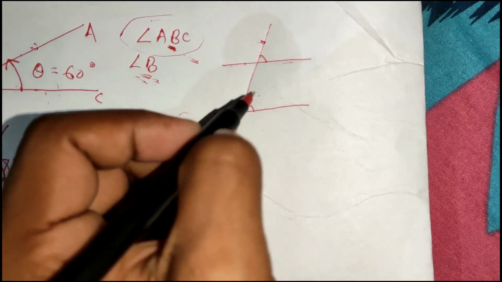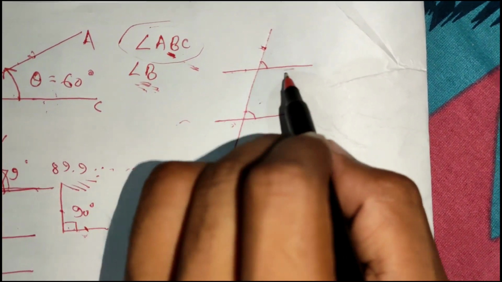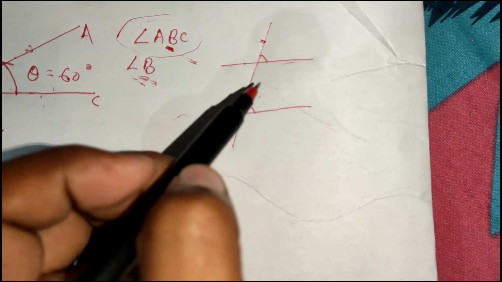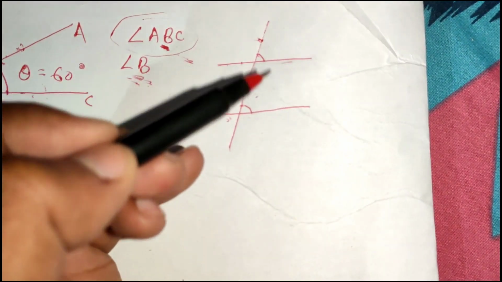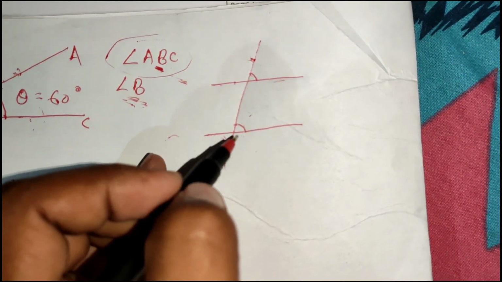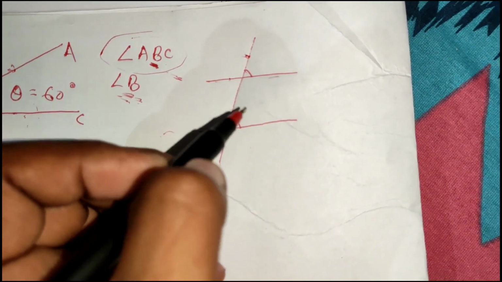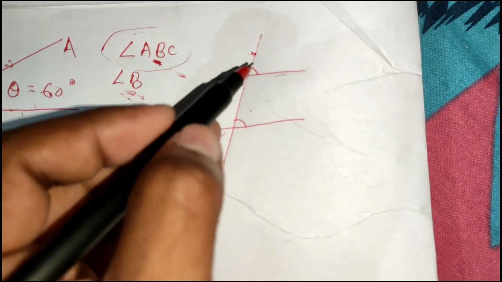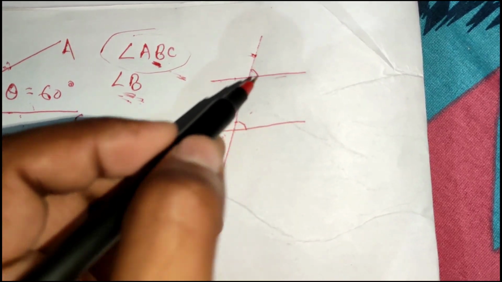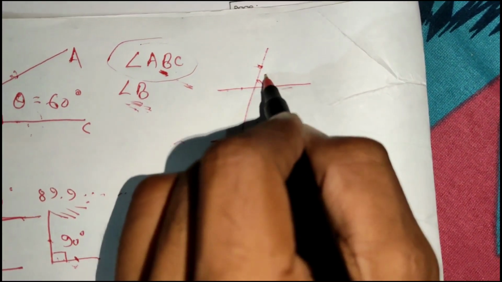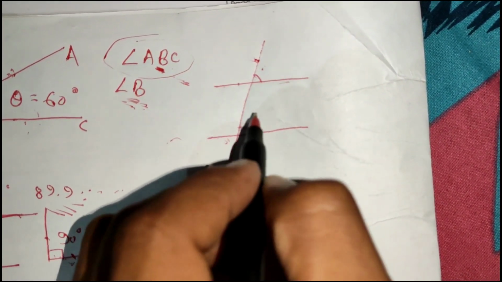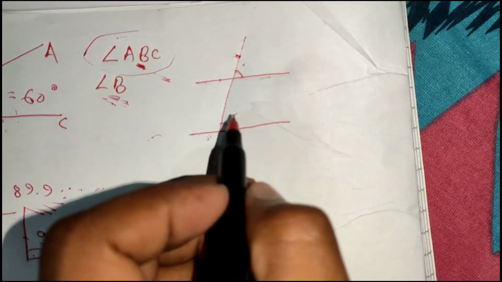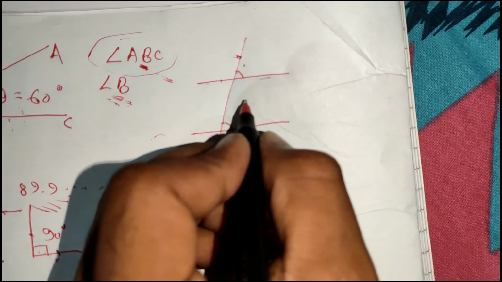In this case, angles are formed, and these two angles are called corresponding angles. These two angles are on the same side of the transversal, and also on the same side of the parallel lines. Not the same parallel line, but the same side. So in this case, these two are called corresponding angles. And the interesting thing about these two angles is that they will be equal.